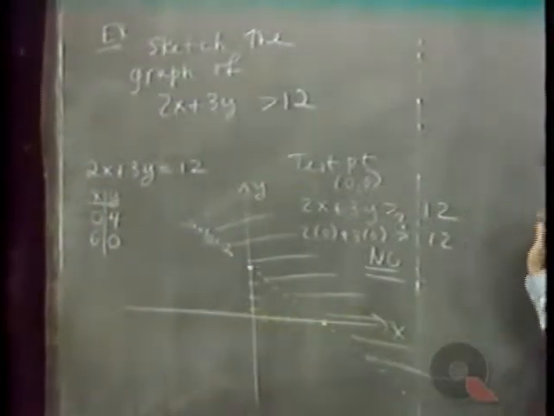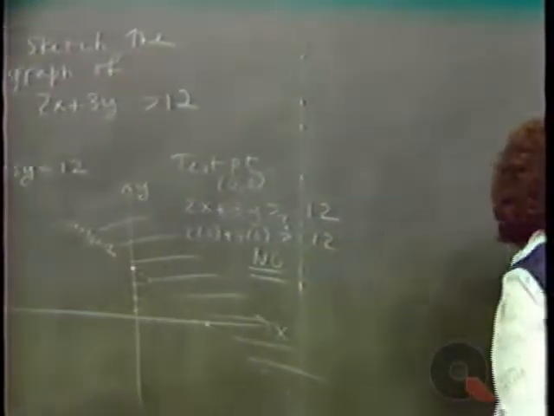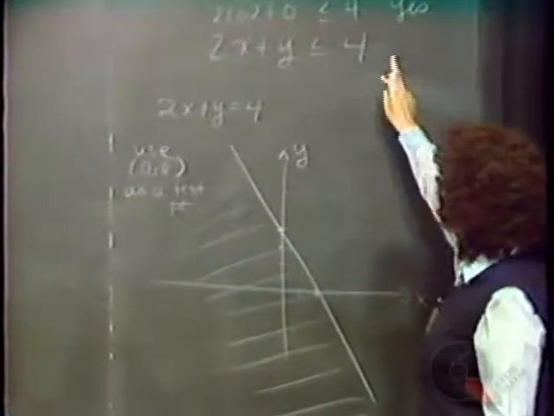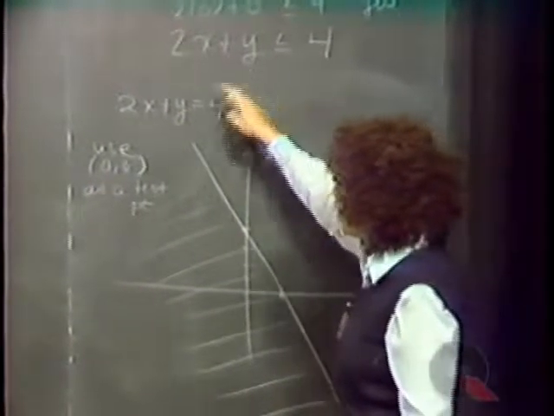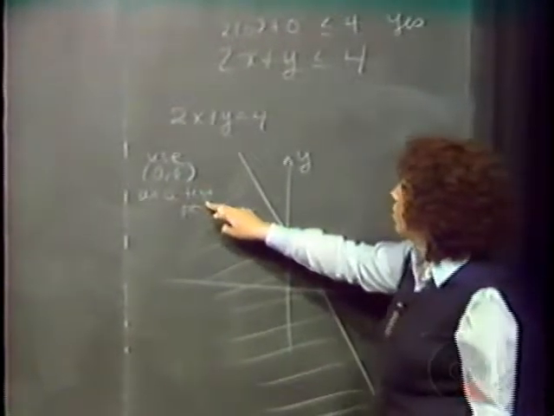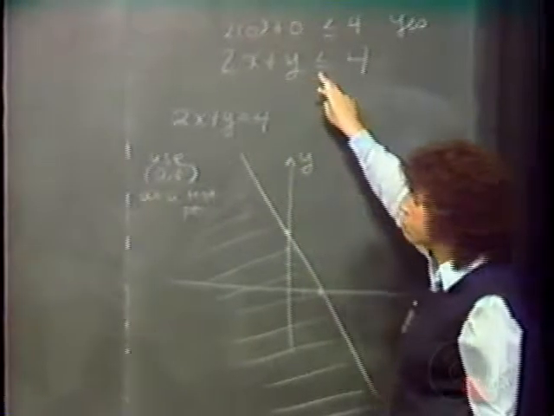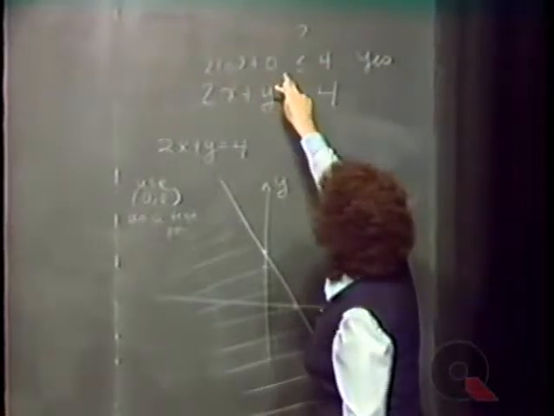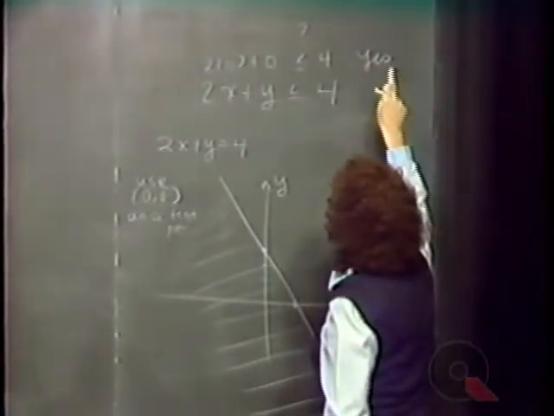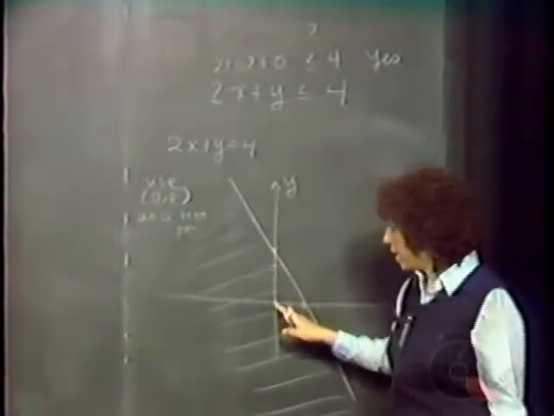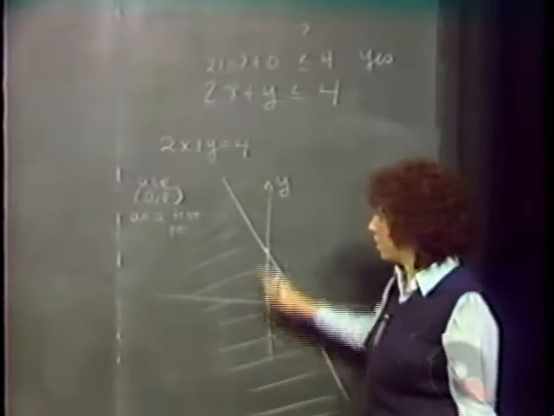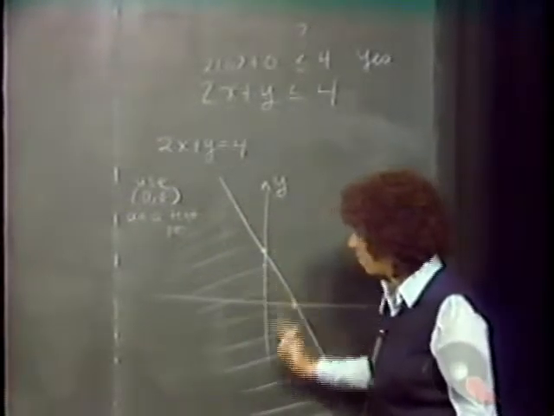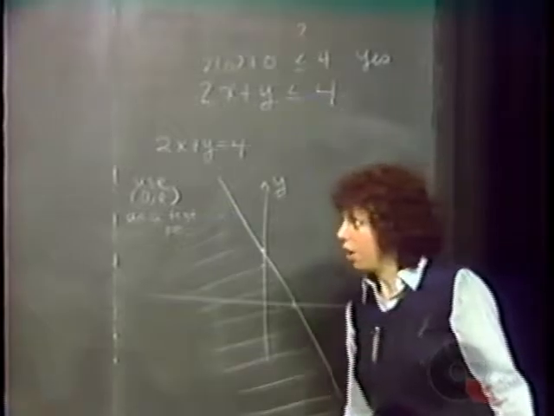I just want to bring you back to the preceding example. Once again, we replaced the inequality by an equation. We sketched the line. We tried (0, 0) as a testing point, and when we substituted in (0, 0), we got a true statement. 2 times 0 plus 0 was less than or equal to 4. Since that was true, (0, 0) was part of the solution set, and so were all points on that side of the line.